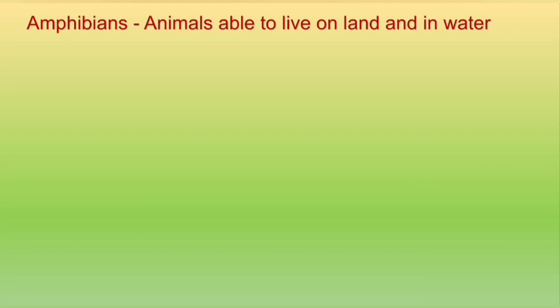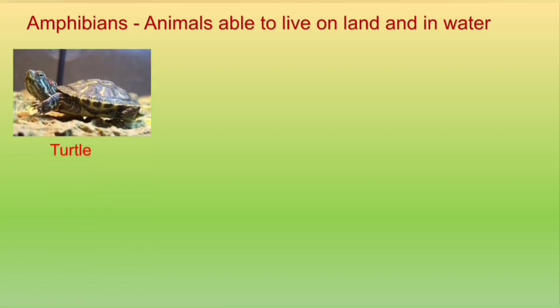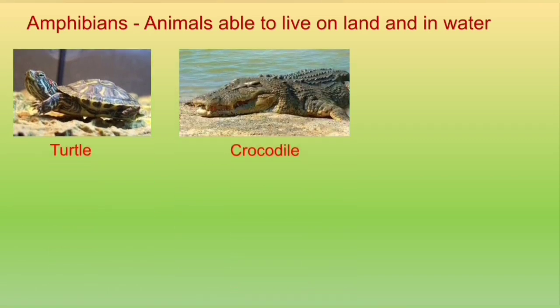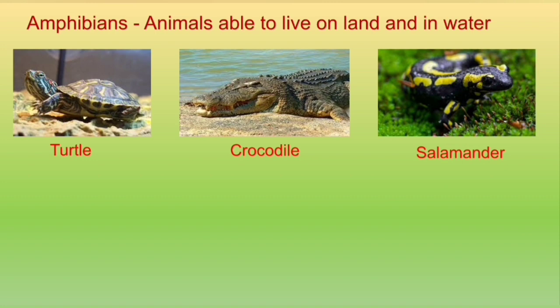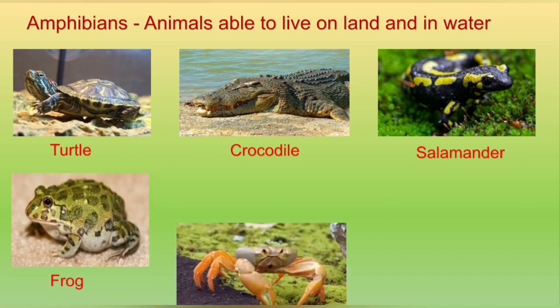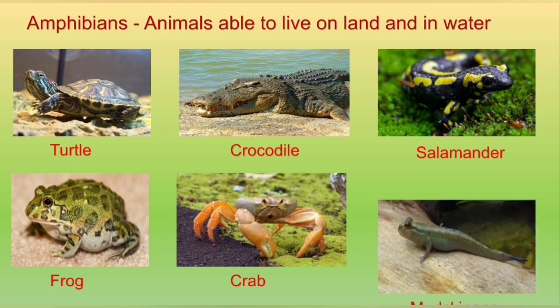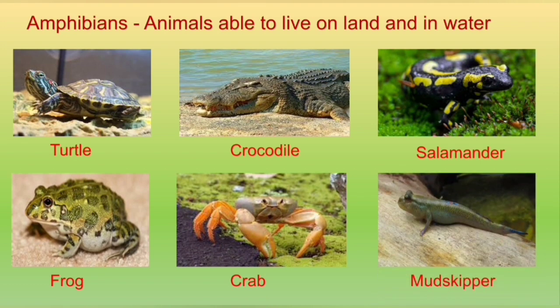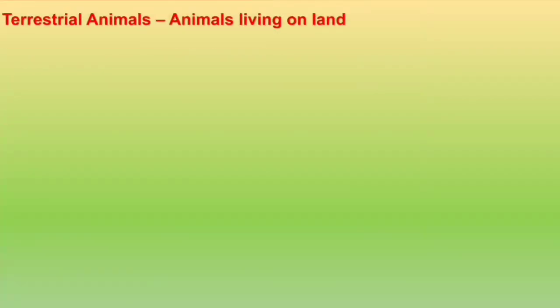Animals that are able to live on land and in water are called amphibians. For example, the turtle, the crocodile, the salamander, frog, crab, and mudskipper are examples of amphibians.